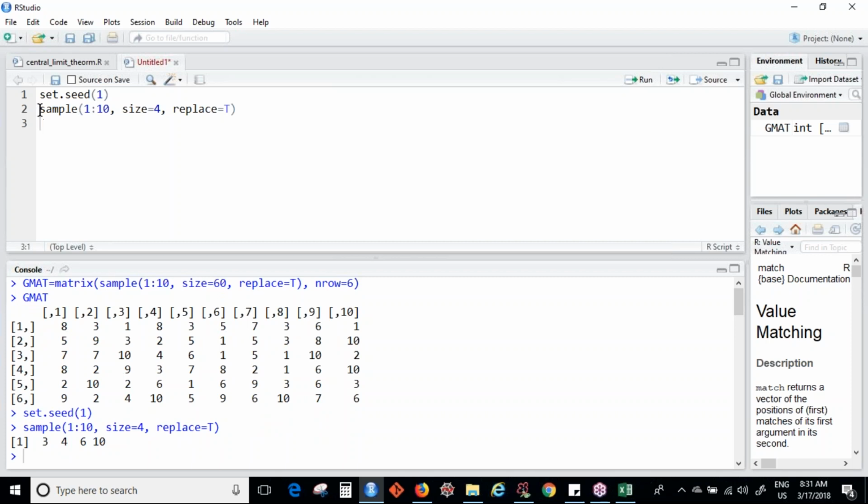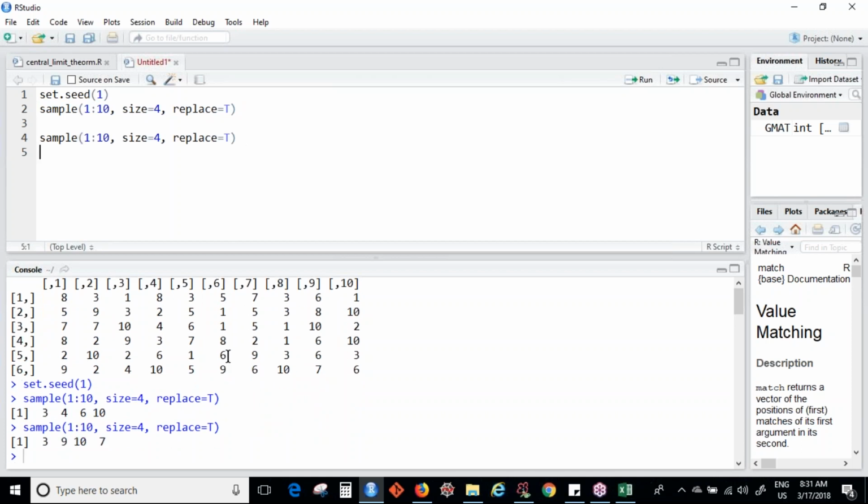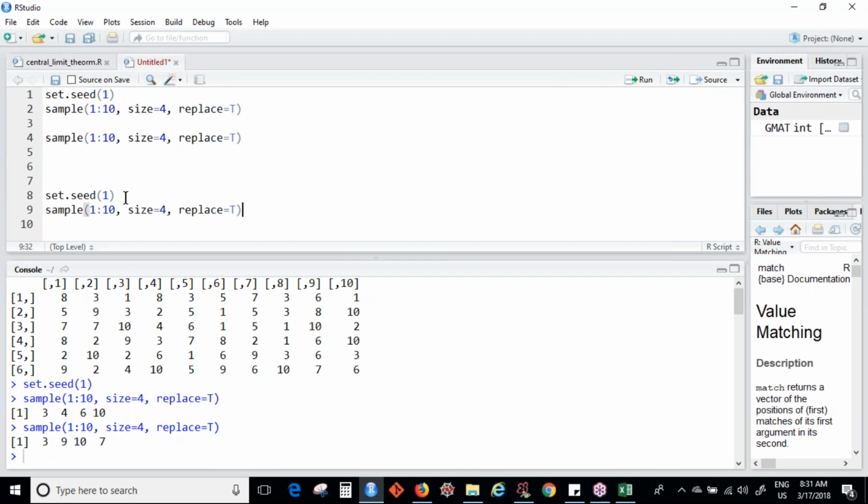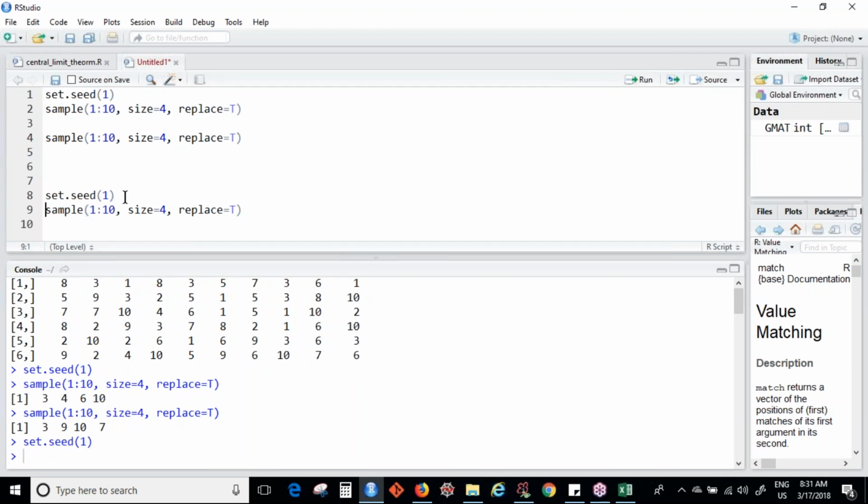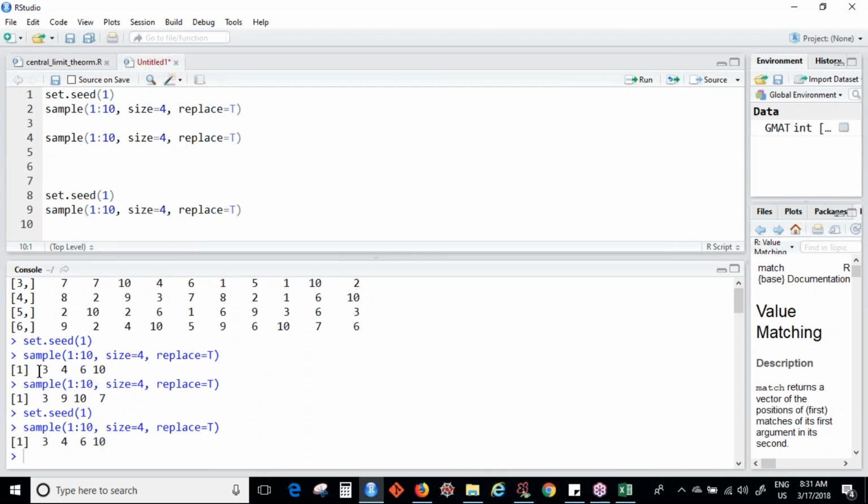Now let's say I run the same command again. Now you see I'm getting a different answer. I got 3, 9, 10 and 7. I did not get the same answer again. But now let me run it once again by setting the seed as 1. So again I set the seed as 1 and then again I run it. You see I got the same answer as I had gotten the first time: 3, 4, 6 and 10. Again here also 3, 4, 6 and 10.